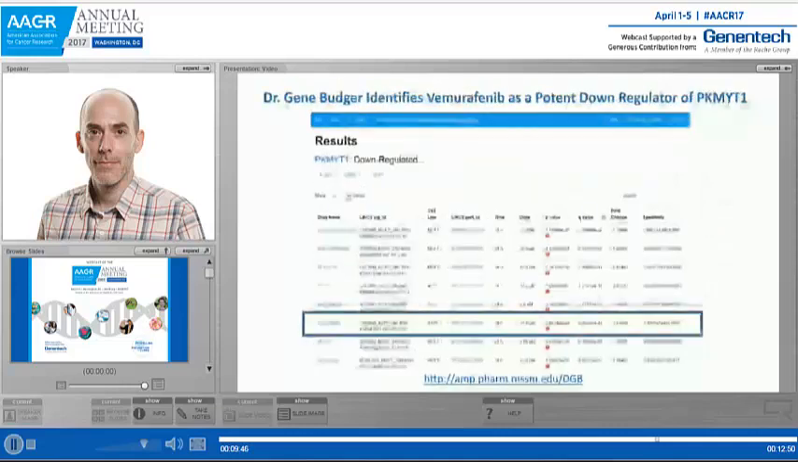And now with the LINCS data, we can ask what the small molecules are that maximally downregulate this kinase. So we just query it with this new tool that we haven't published yet called Dr. Gene Badger, and it identified vemurafenib as a potent downregulator of this particular kinase.